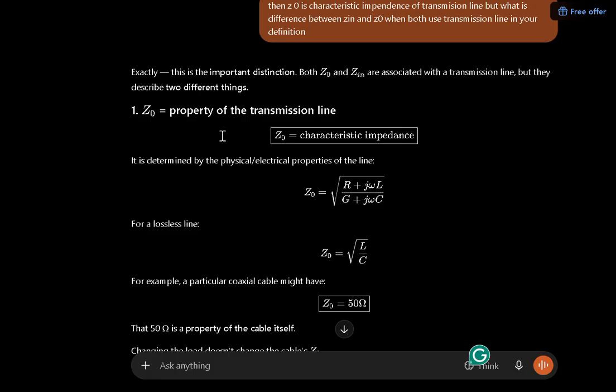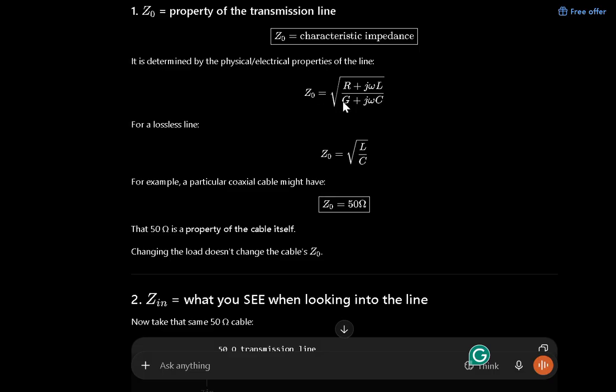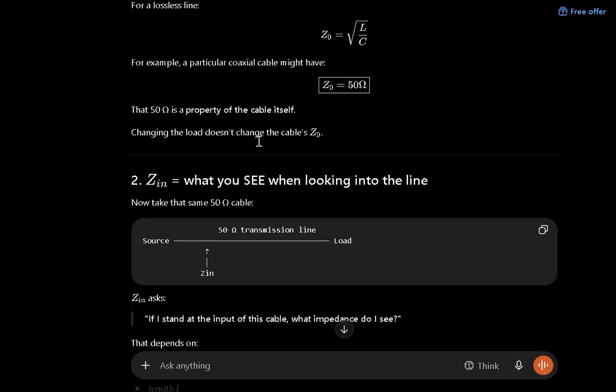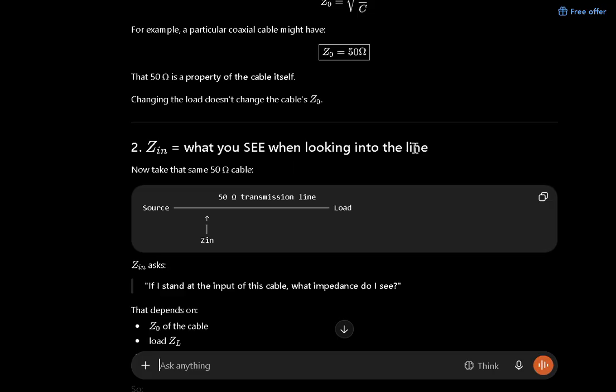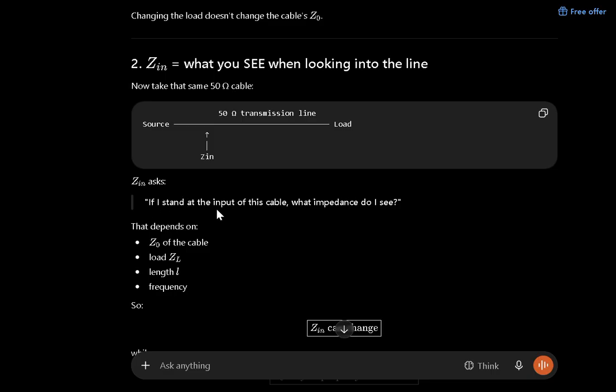The transmission line itself has an impedance. For an AC signal we say impedance, and it is determined by the physical electrical properties of the line: Z0 equals the square root of (R plus jωL) over (G plus jωC). So Z0 is a property of the cable itself. Changing the load doesn't change the cable's Z0. Yet Zin is what you see when looking into the line. Now take the same cable. Zin asks: if I stand at the input of this cable, what impedance do I see?